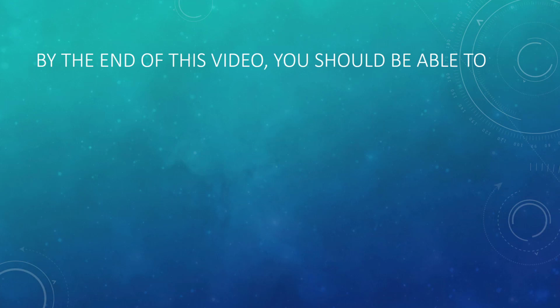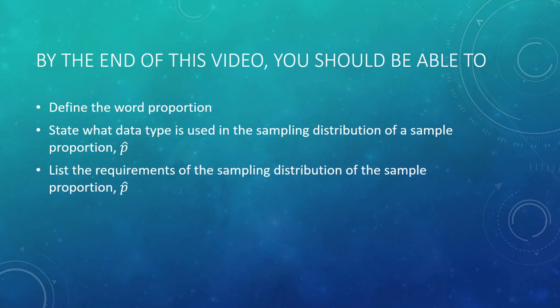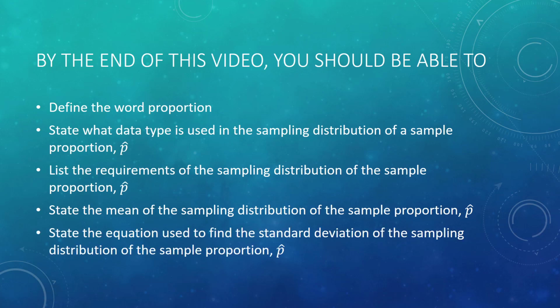By the end of this video, you should be able to define the word proportion, state what data type is used in the sampling distribution of a sample proportion, p hat, list the requirements of the sampling distribution of the sample proportion, p hat, state the mean of the sampling distribution of the sample proportion, p hat, and state the equation used to find the standard deviation of the sampling distribution of the sample proportion, p hat.